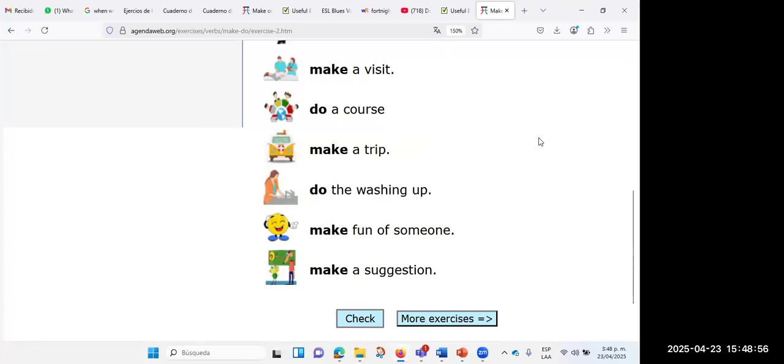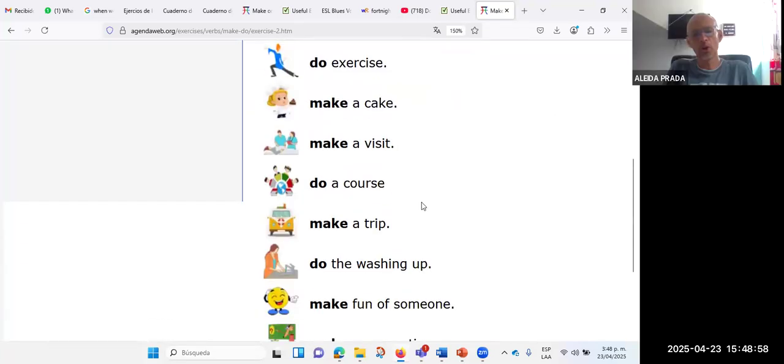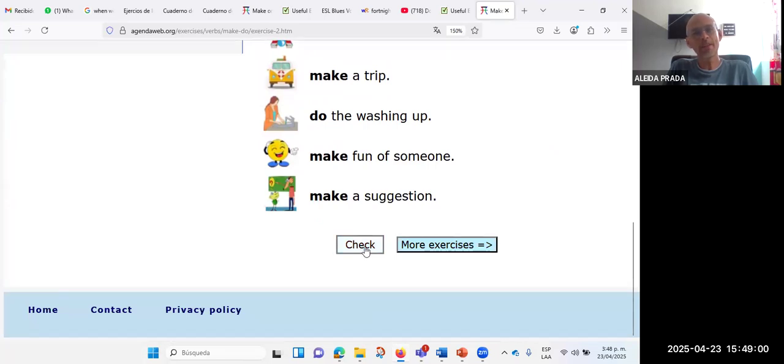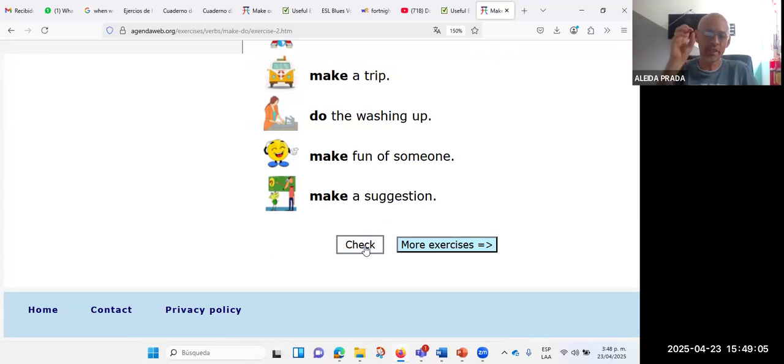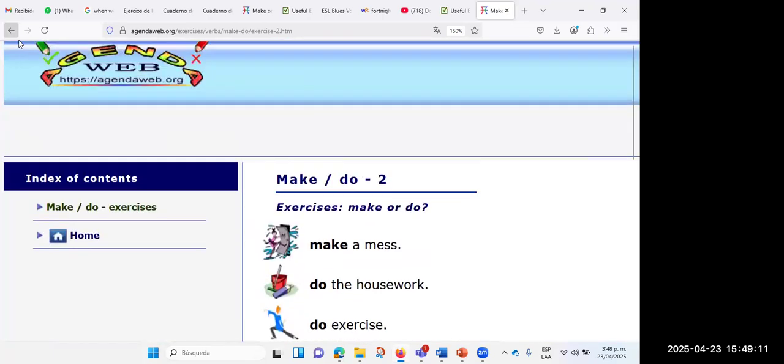97, ¿cómo así? ¿Por qué 97 y no 100? Because you make a mistake. And the system decreases the full grade, the full note. Okay. Okay, that's right.